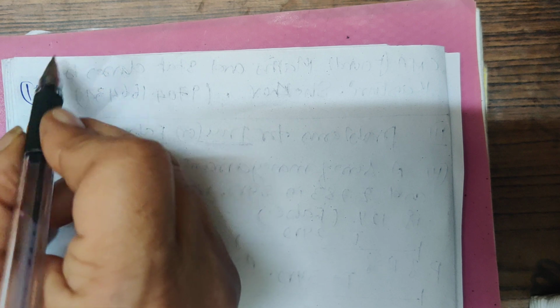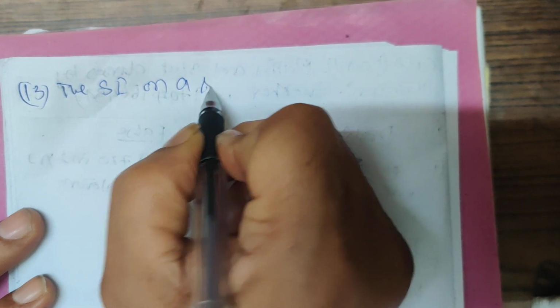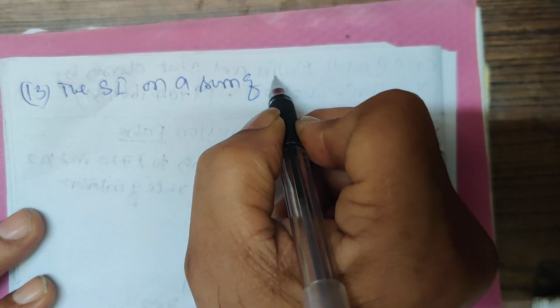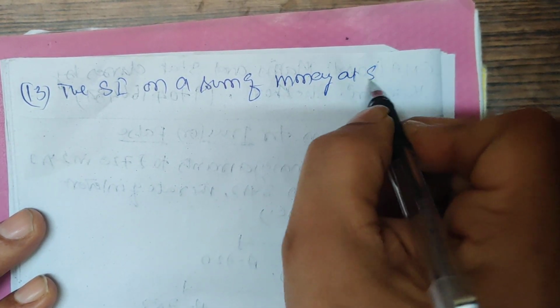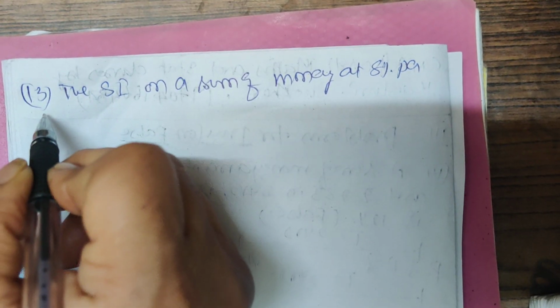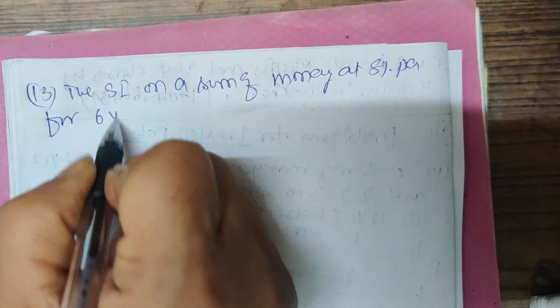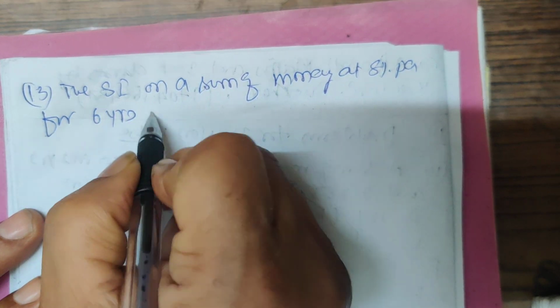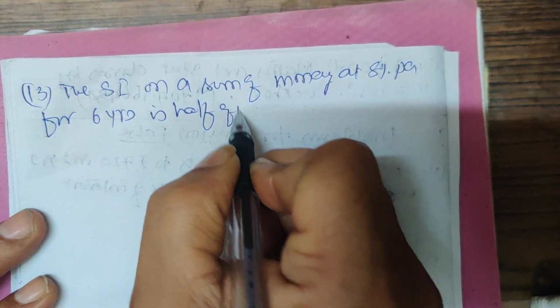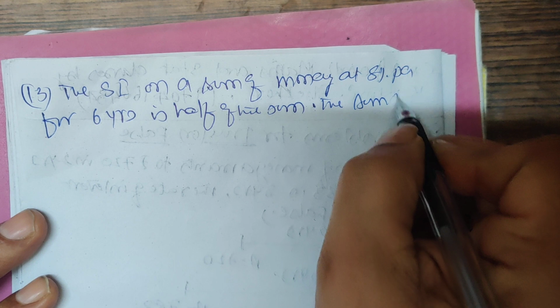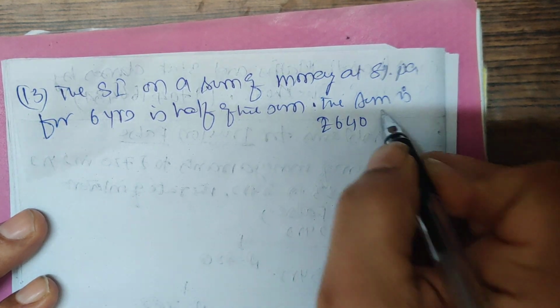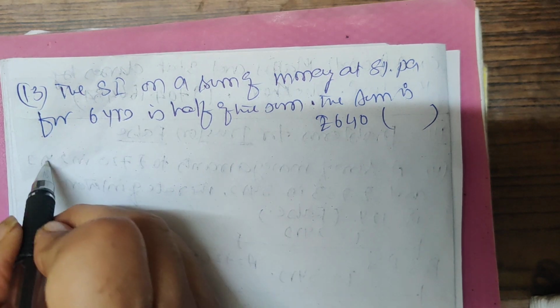Let us see question number 13. The simple interest on a sum of money at 8% per annum for 6 years is half of the sum. The sum is rupees 640. Let us see, sir, the solution.